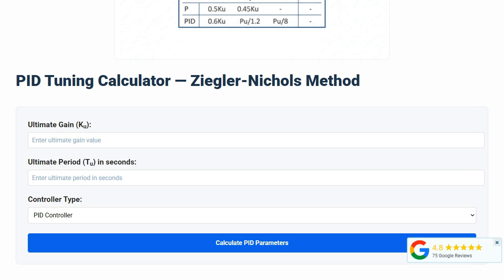You need two inputs: the ultimate gain, which is the proportional gain at which your system oscillates continuously, and the ultimate period, which is the oscillation period in seconds. The calculator applies standard Ziegler-Nichols formulas.